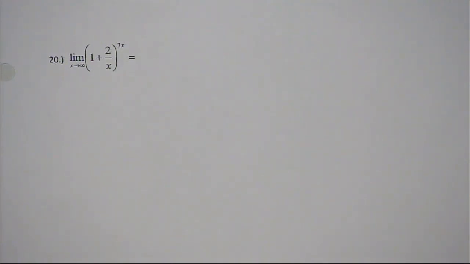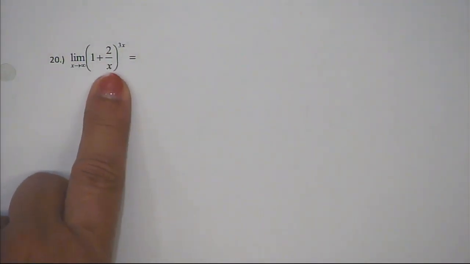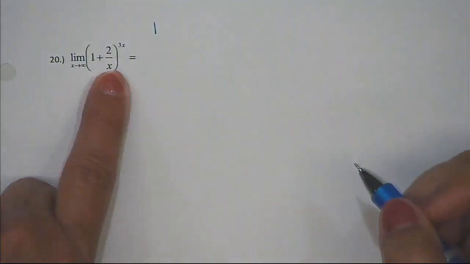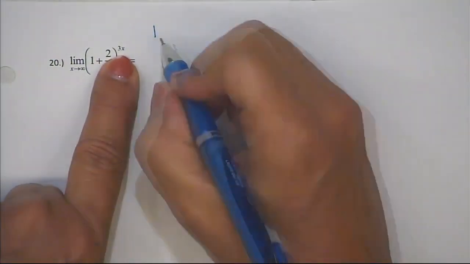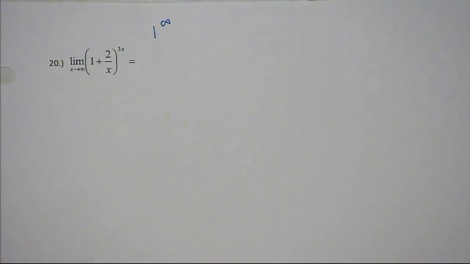All right, so first off, check it. We're putting in infinity. Okay, so 1 plus 2 over a really big number, that means 2 over the really big number would be 0. So in here, you're going to have 1. And then 3 times a really big number is infinity. So this one is of the form 1 to the infinity, which is one of the 3. So I can do that.